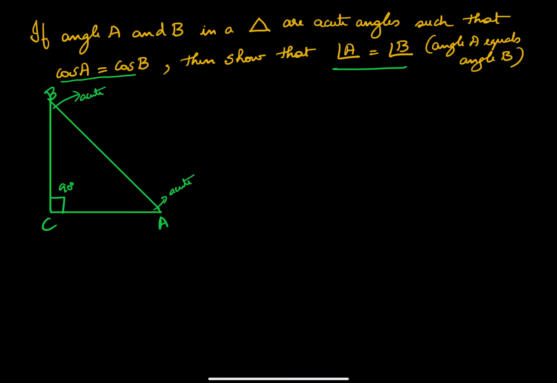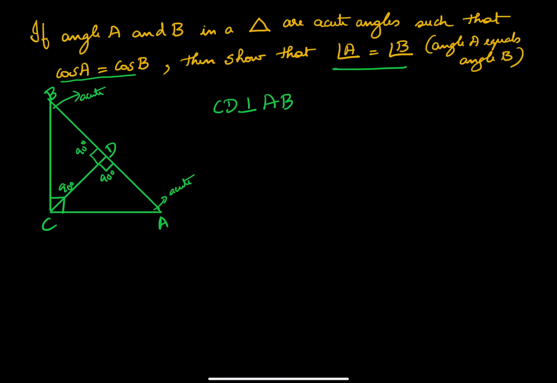Now let's use the information given to us, which is cos A is equal to cos B. Now before we do that, let's draw a line CD, which is perpendicular to AB. So the angles formed here are 90 degrees. So CD is perpendicular to AB. So this gives us two triangles which can be used to find what the angles are at A and B. Are they equal or not?